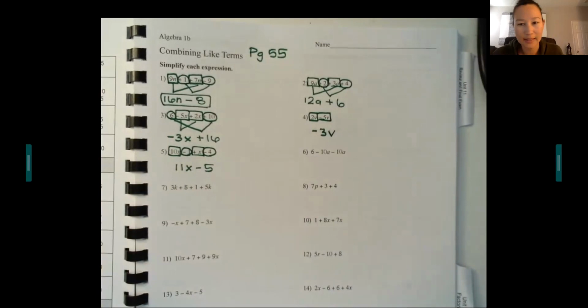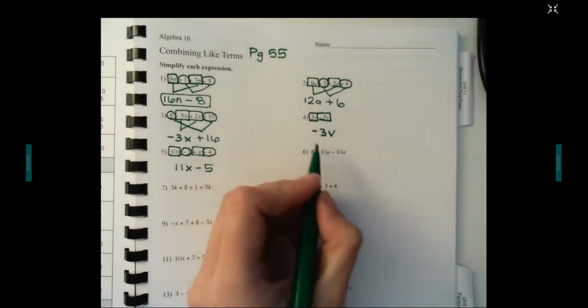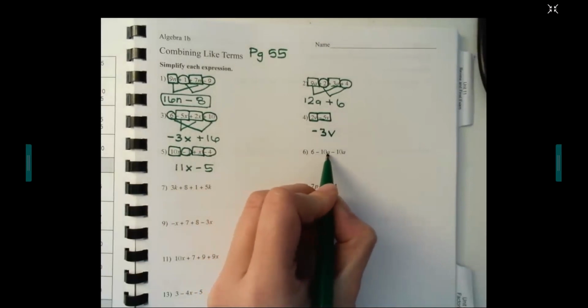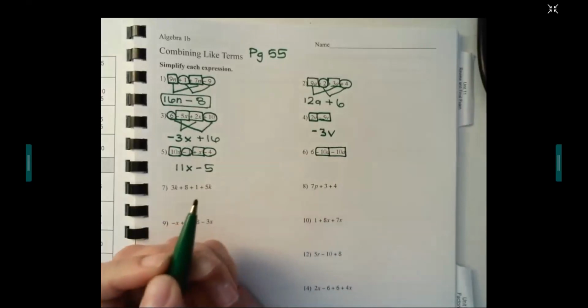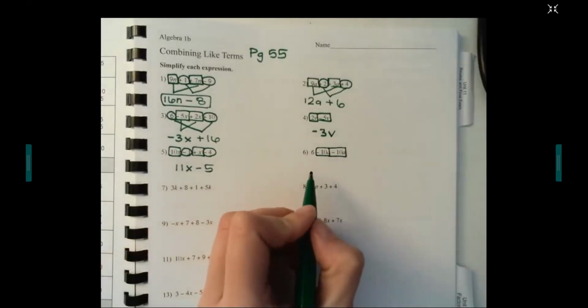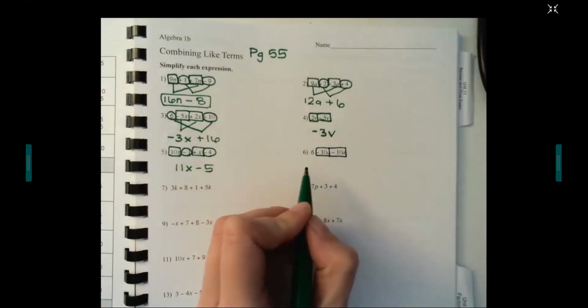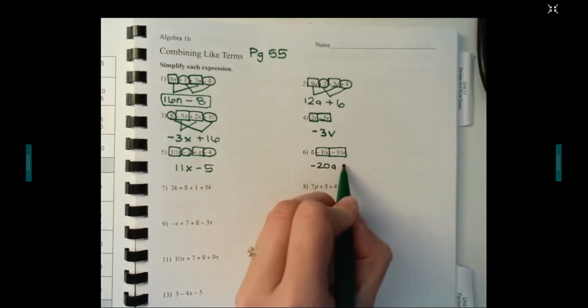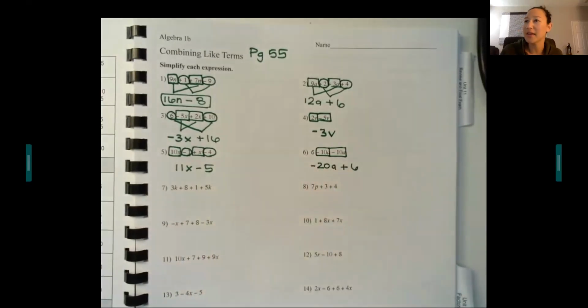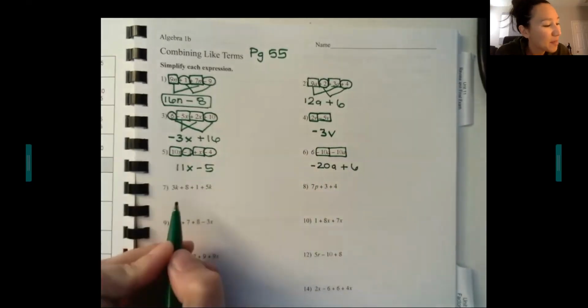Dakota, number 6. I boxed 10a, subtracted by 10a, and then so it'll be negative 20a plus 6. Excellent. Very good, Dakota. Thank you.